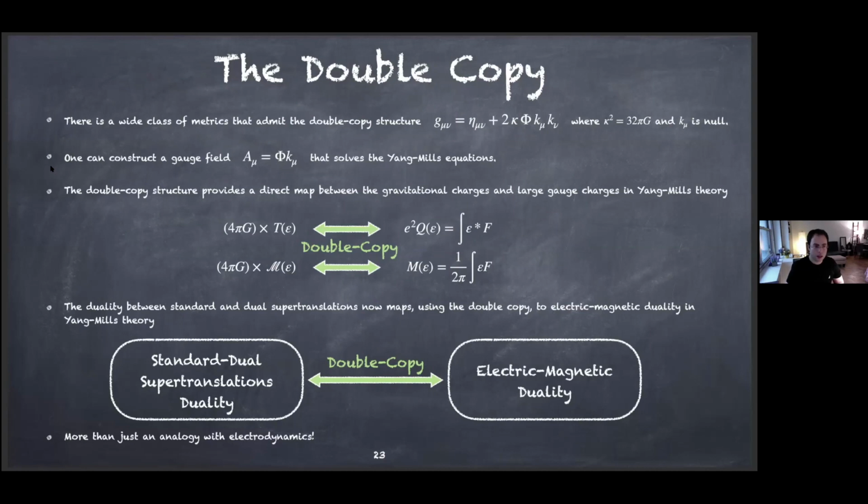And under the double copy structure, we showed that the gravitational charges, supertranslation and dual supertranslations, are mapped into the electric and magnetic charges. So the double copy structure provides a concrete and direct map between the charges and elevates it to more than just an analogy, at least for this class of metrics. It also means that the duality that we argued between standard and dual supertranslations is related by the double copy structure to electric-magnetic duality.